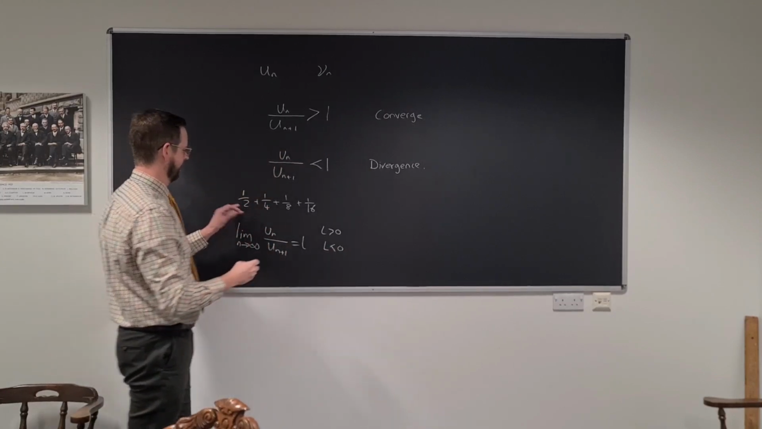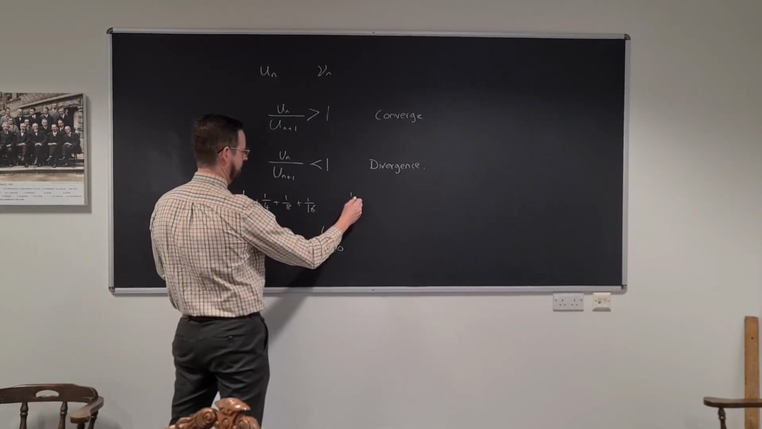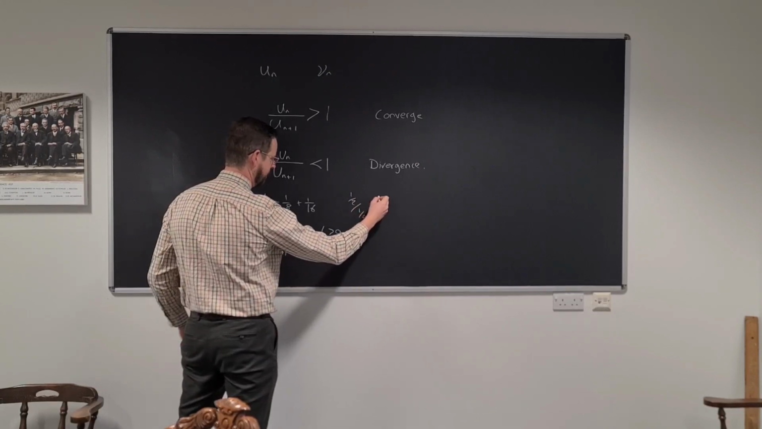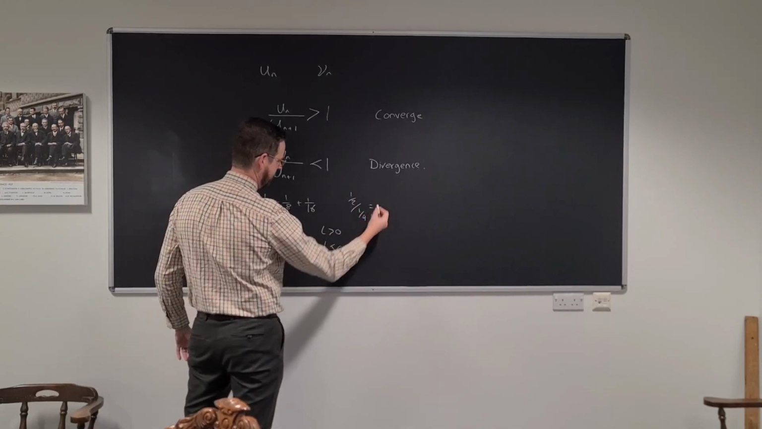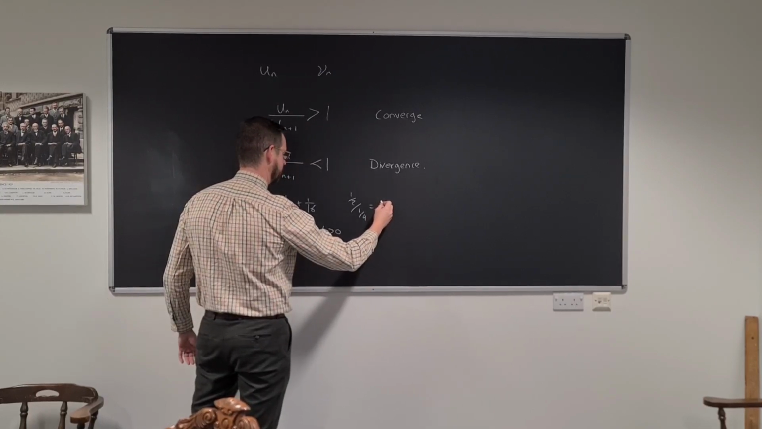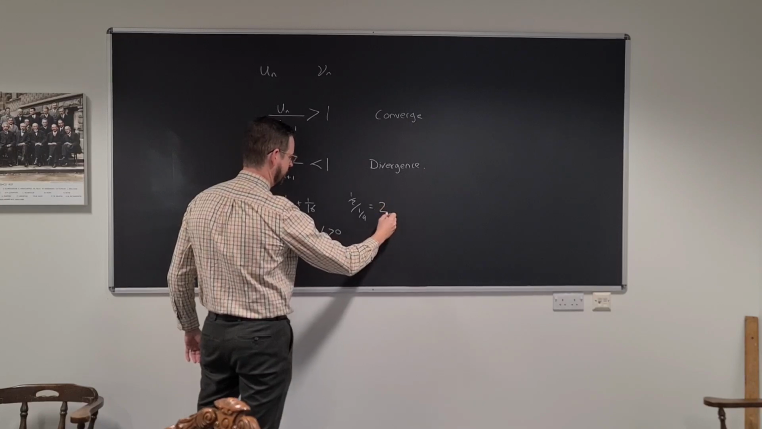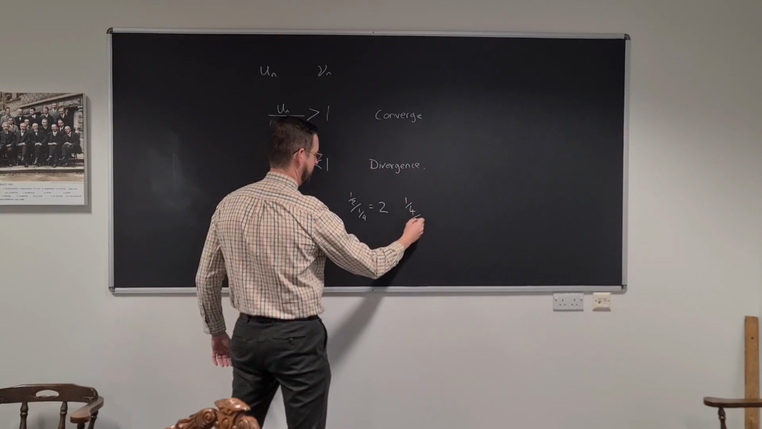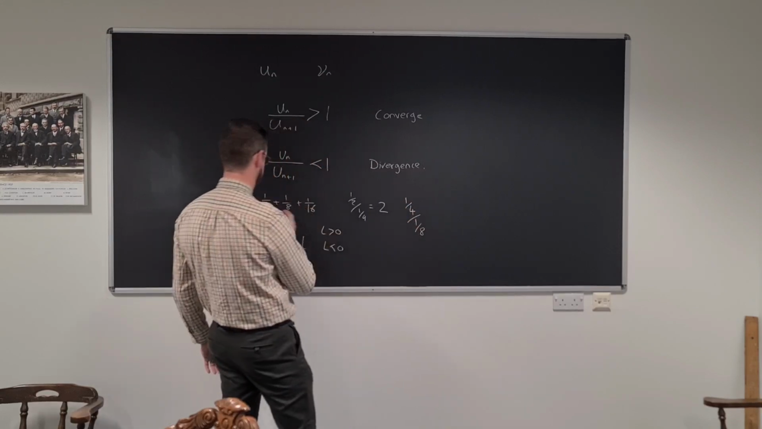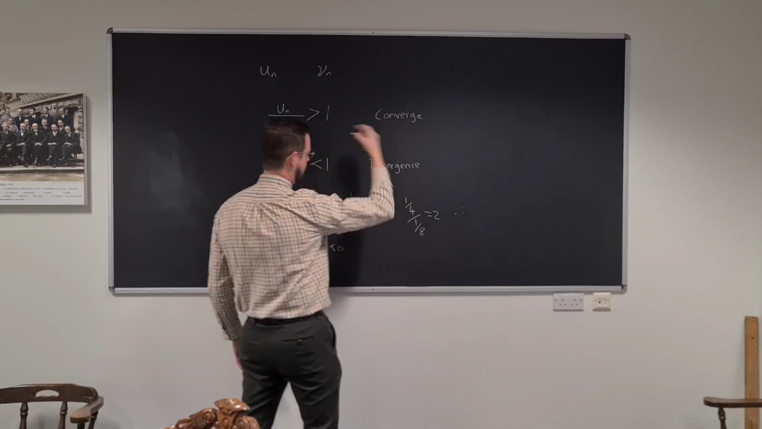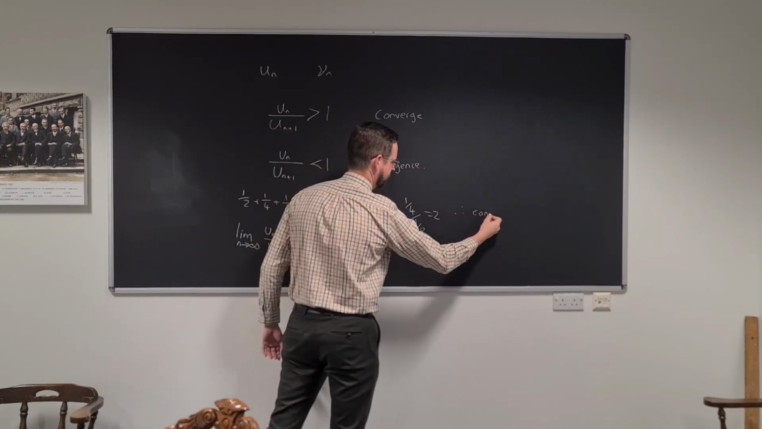Let's have a little look here. So a half divided by a quarter is equal to, what is it? A half divided by a quarter is equal to 2. And a quarter divided by an eighth is also equal to 2. So therefore, this is greater than 1, this is convergent.